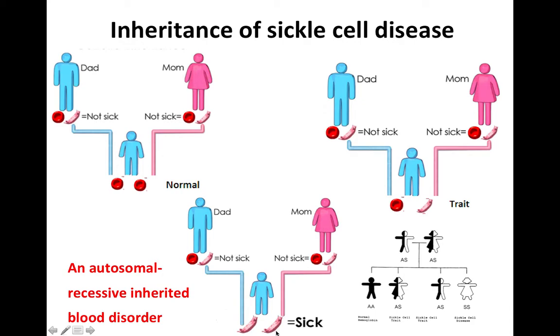If both mother and father contribute the defective allele, that means defective hemoglobin to the sibling, he will become a sickle cell anemic individual. So from this it is clearly known that it is an autosomal recessive blood disorder. Due to the inheritance, if two heterozygous individuals or parents are mating, approximately 25% of the siblings will get the disease, 50% will become carriers and 25% will be normal. This is the ratio at the population level.